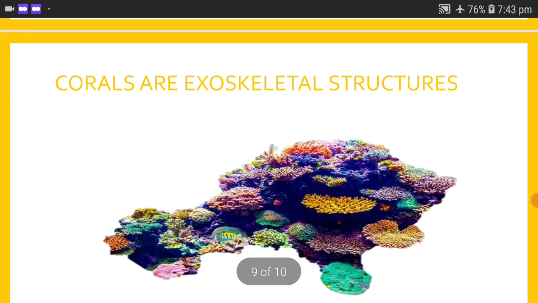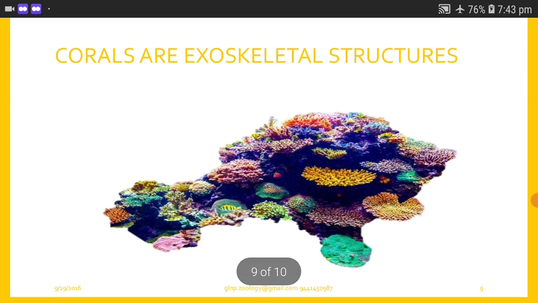Coelenterates are divided into three classes. Here in this slide, you can see the different corals. Of course, corals are nothing but calcium carbonate exoskeletal structures that are secreted by certain coelenterates like hydrozoa and anthozoa. The majority of the corals come from anthozoa. So let me repeat, the Coelenterata is divided into three classes, namely hydrozoa, scyphozoa and anthozoa. Anthozoa is also referred to as actinozoa.